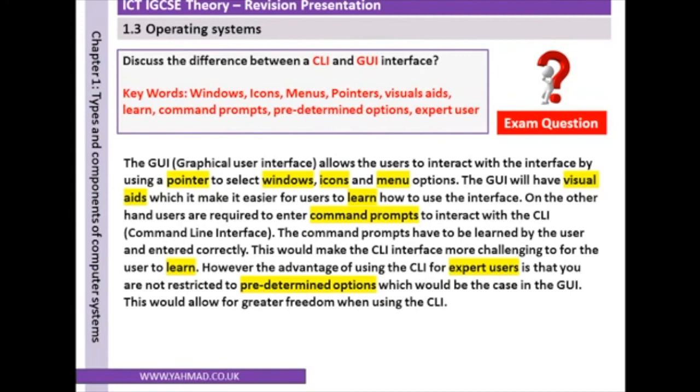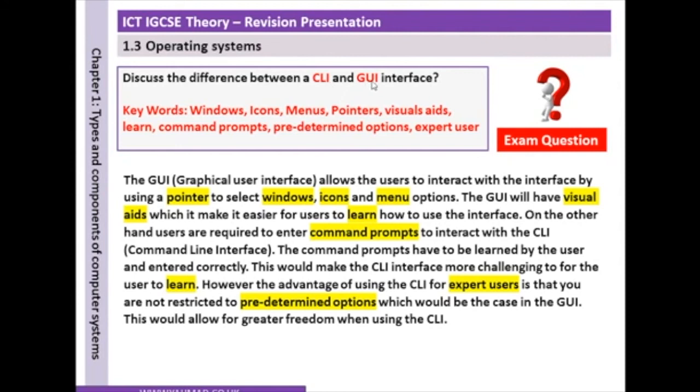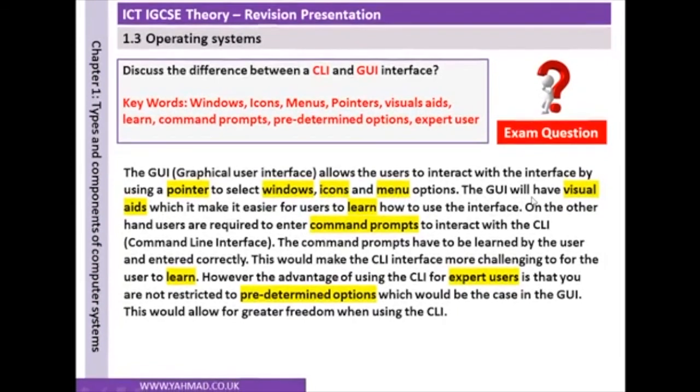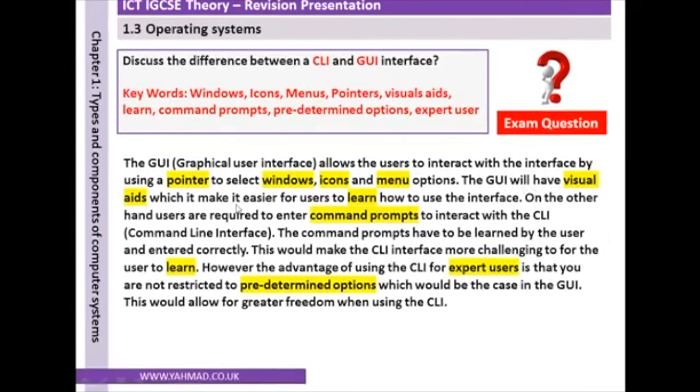Okay, so a typical exam question. Discuss the difference between a CLI, command line interface, and a GUI, a graphical user interface. So keywords, you've got windows, icons, menus, and pointers, so that spells out WIMP. Visual aids, learn, command prompts, predetermined options, expert users. So the graphical user interface allows a user to interact with the interface by using a pointer to select windows, icons, and menu options. The graphical user interface will have visual aids which will make it easier for users to learn how to use the interface.